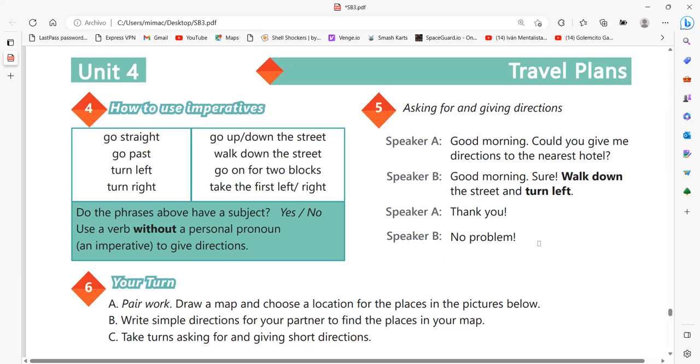Good morning. Could you give me directions to the nearest hotel? Good morning. Sure. Walk down the street and turn left. Thank you. No problem. Now I begin and you are B. Good morning. Could you give me directions to the nearest hotel? Good morning. Sure. Walk down the street and turn left. Thank you. No problem.